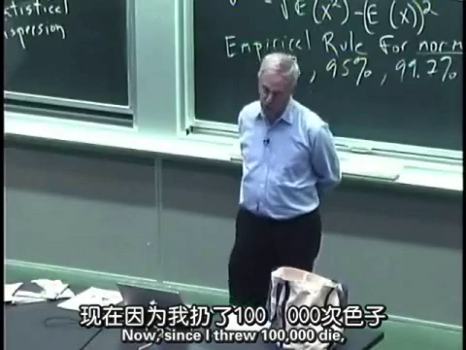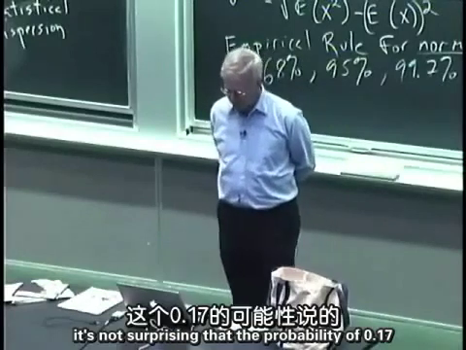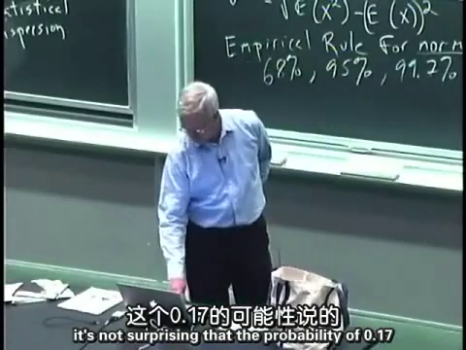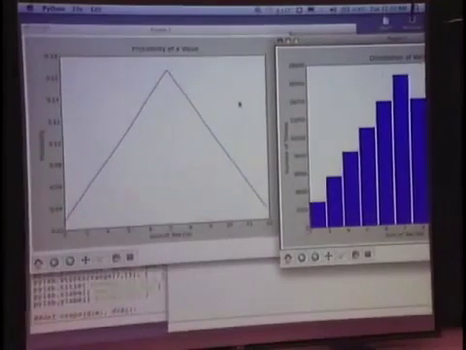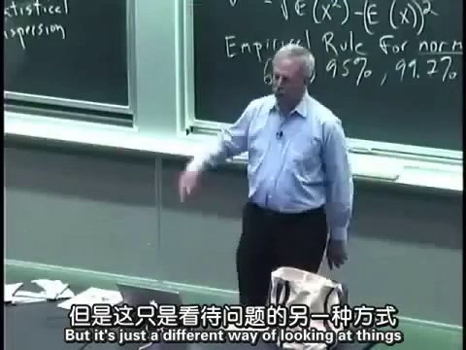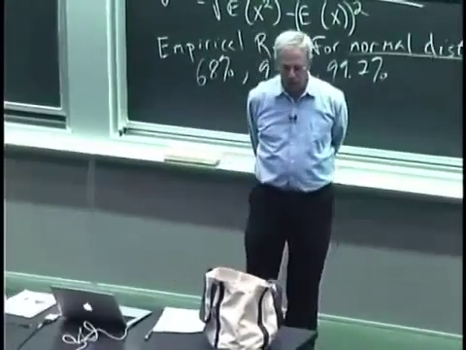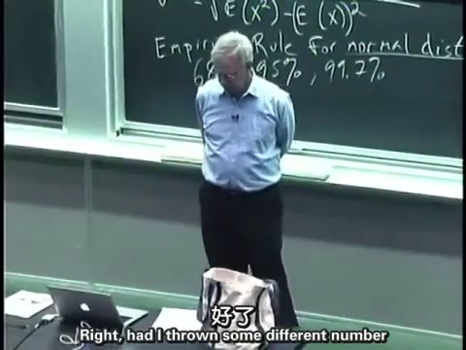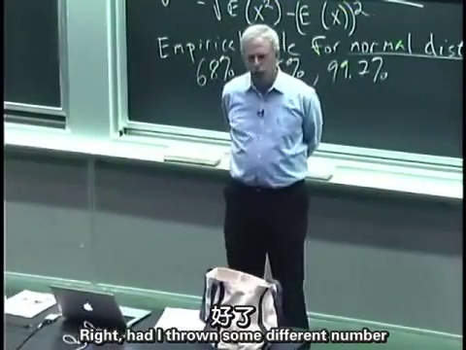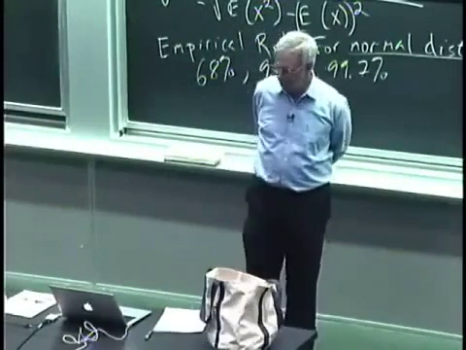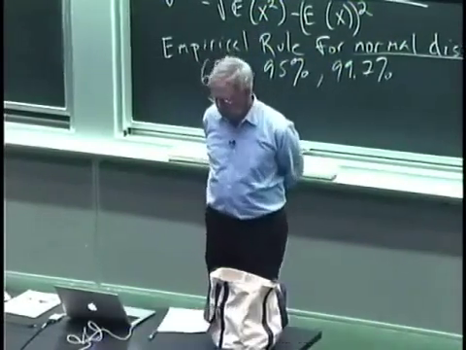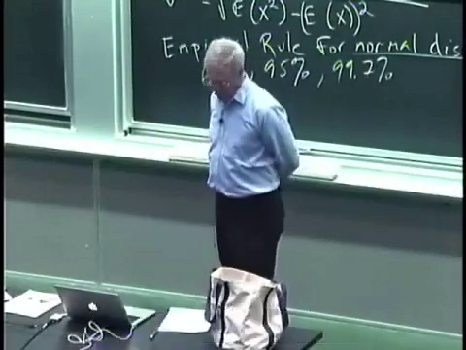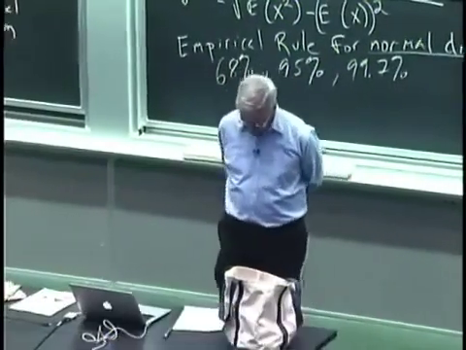Now, since I threw 100,000 dice, it's not surprising that the probability of 0.17 looks about the same as 17,000 over here. But it's just a different way of looking at things. Had I thrown some different number, it might have been harder to visualize what the probability distribution looked like. But we often do talk about that. How probable is a certain value?